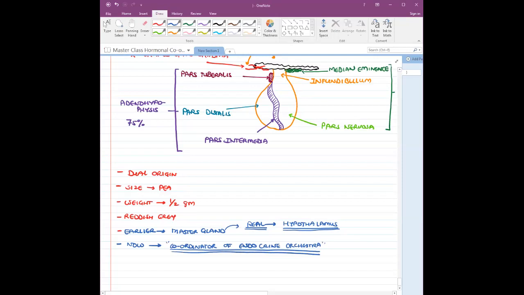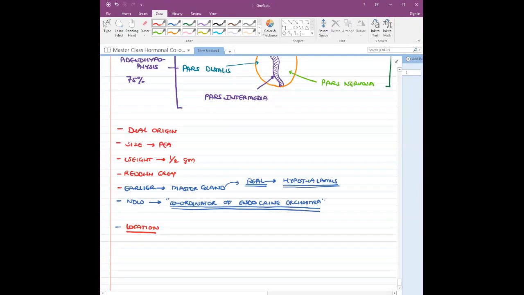Okay, fine. After this, guys, we have already spoken of the location. It is present in the cavity, that is the sella turcica of your sphenoid bone, hanging from the base of the hypothalamus with the help of your hypophyseal stalk, located behind the X-shaped optic chiasma. So location we have already spoken of.